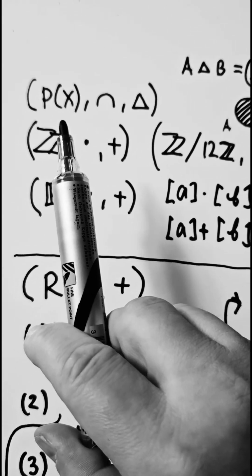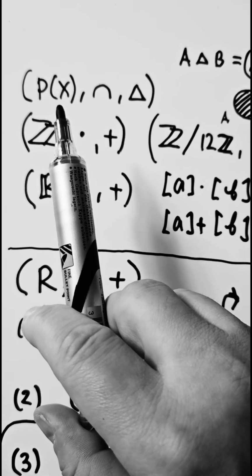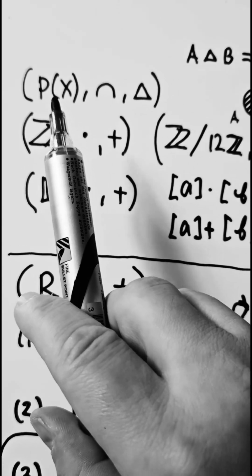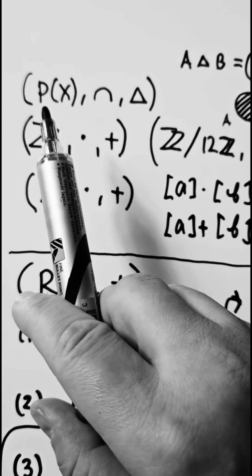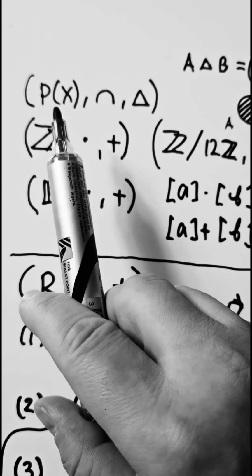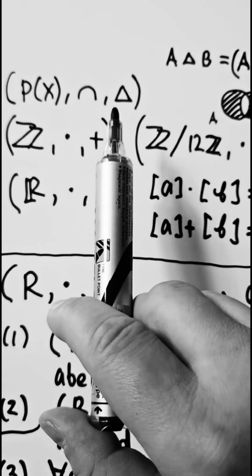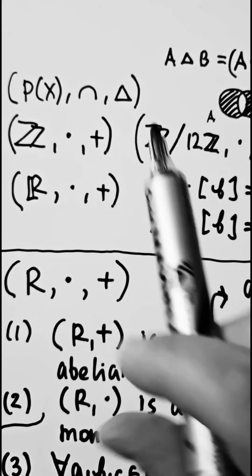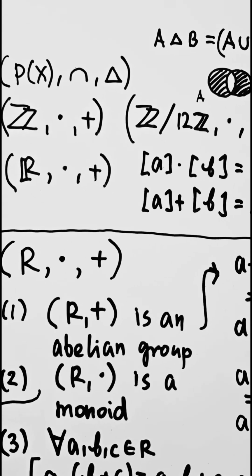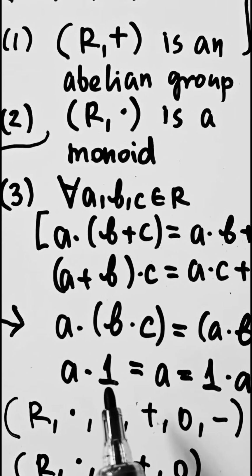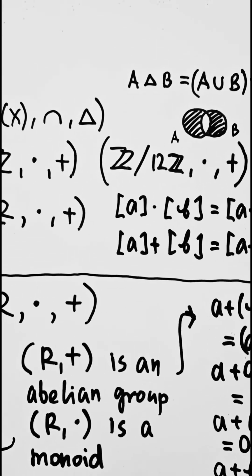So we get rings out of sets as well. Once again, the underlying set of such rings is the set of subsets of a given set X, multiplication is intersection, and addition is the symmetric difference. By the way, what would be the multiplicative identity for such a ring?